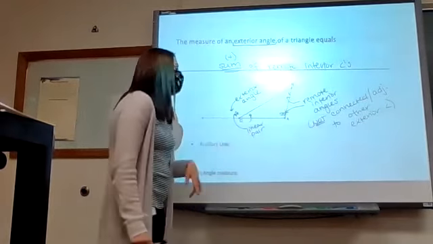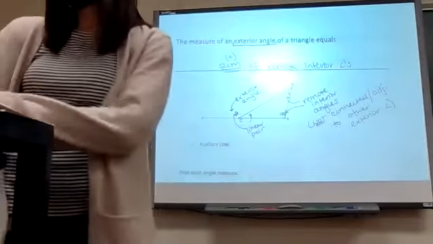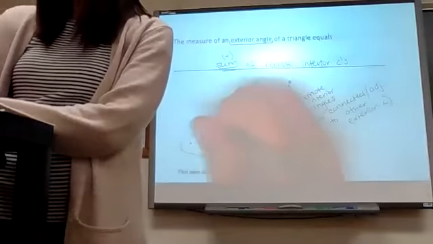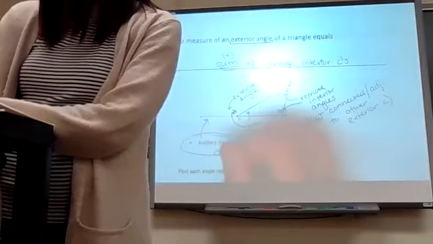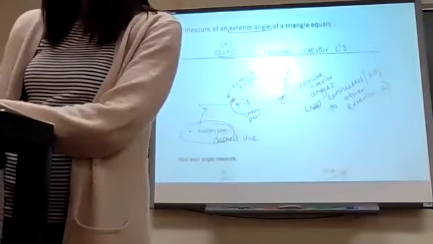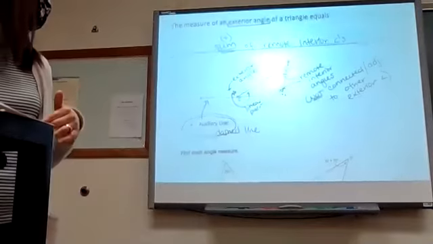The auxiliary line is here. That's just saying it's the dashed line. It's just added to a diagram to help us.